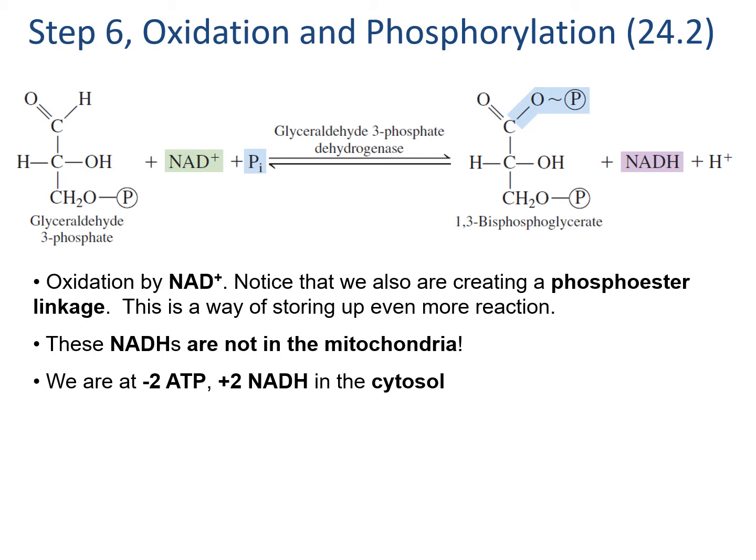The NADH is in the cytosol, not in the mitochondria, so we can't think of it in exactly the same way that we did in chapter 23. We'll talk more about that later. Notice that since we have 2 glyceraldehyde 3-phosphates, we get 2 NADHs. Everything is doubled from this point forward.